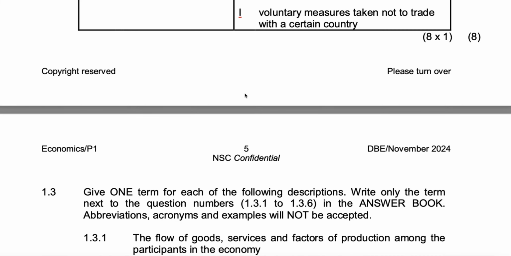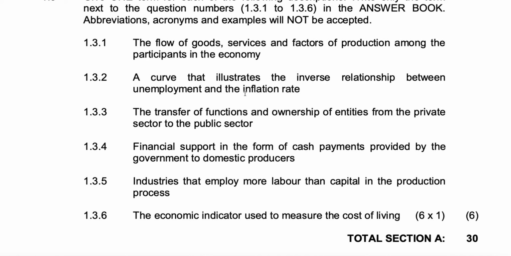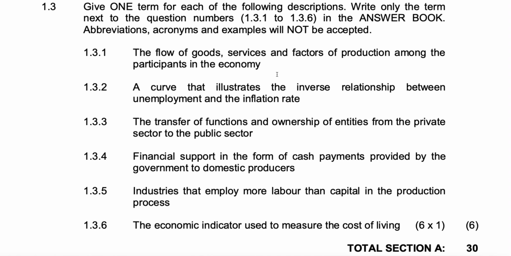Then let's look at the last one. 1.3, learners struggle a lot, but let's have a look. Here I cannot write, so it's going to be difficult for you to remember, but try to remember. The flow of goods, services, and the factors of production among the participants. Well, this will be a real flow.